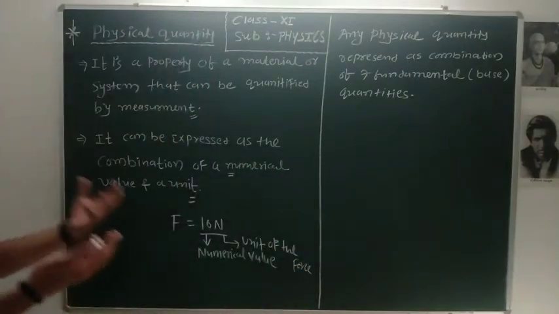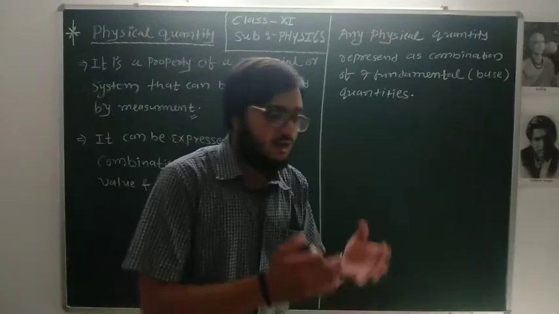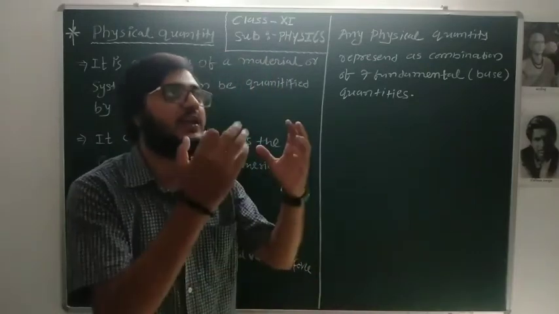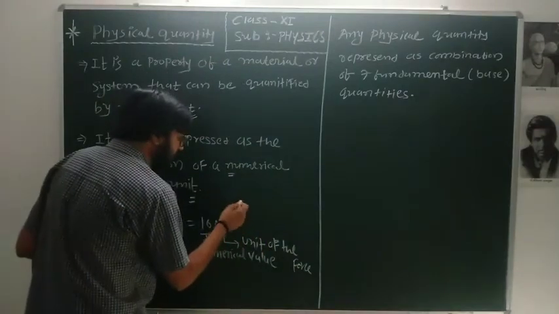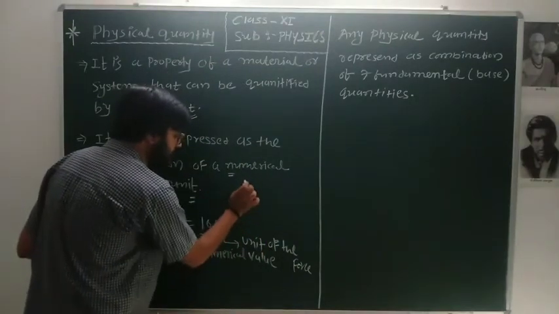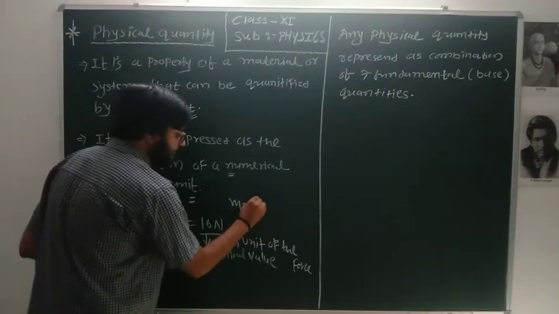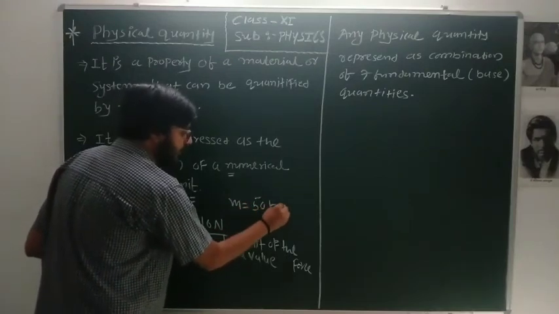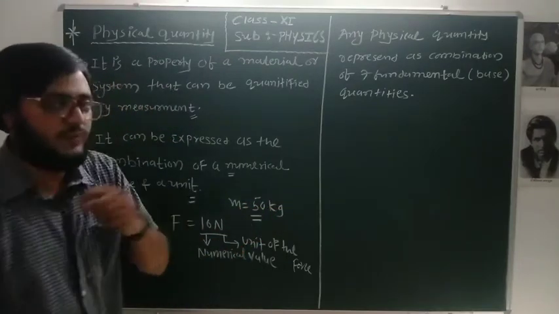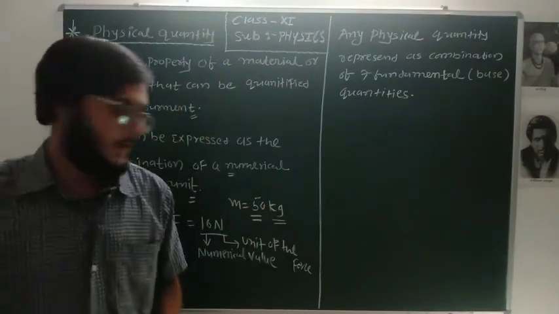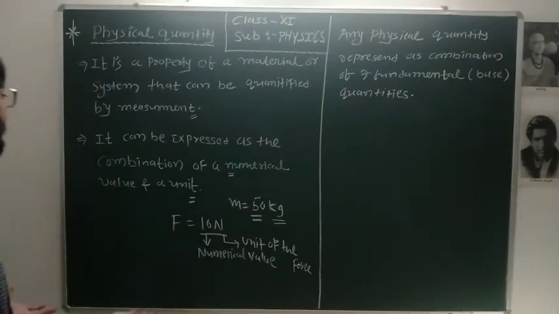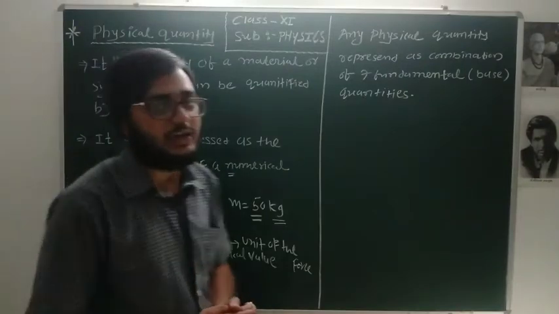Suppose we take another example. Say some object has a mass of around 50 kg. Here 50 is the numerical value and kg is the unit of the mass. That's how we can express a physical quantity.